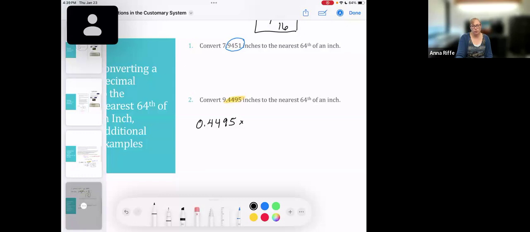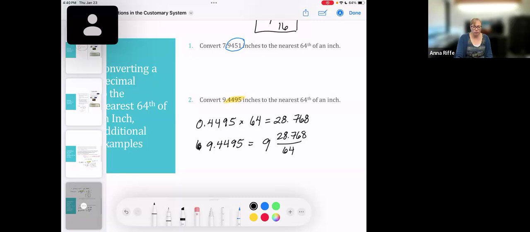0.4495. Multiply that by 64 to get it in 64ths. That gives me 28.768. Okay. That means that 9.4495 is equal to 9 and 28.768 64ths. I've just converted it to 64ths.